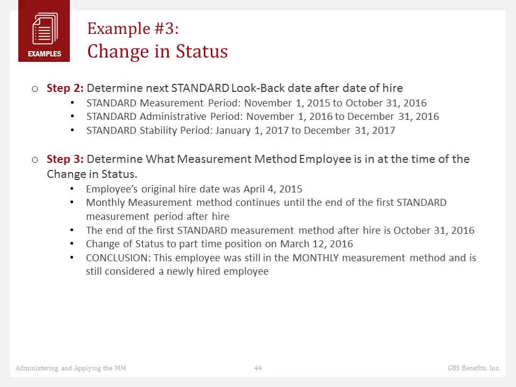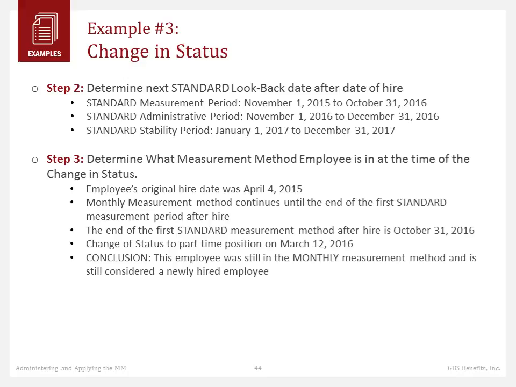employees, the standard look back for all categories of employees, this employee initially went into the monthly measurement period temporarily and then would need to be transitioned into the standard. So that's why we're talking about the monthly here. The monthly measurement method started April 4th, 2015, and continues until the end of the first standard measurement period after hire.